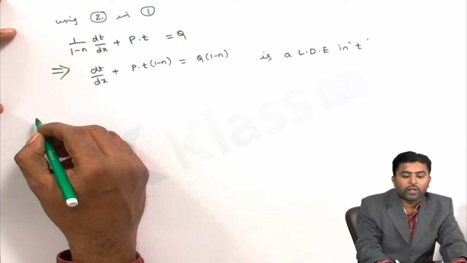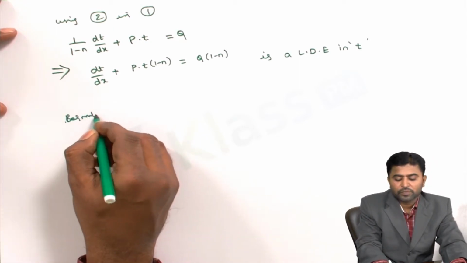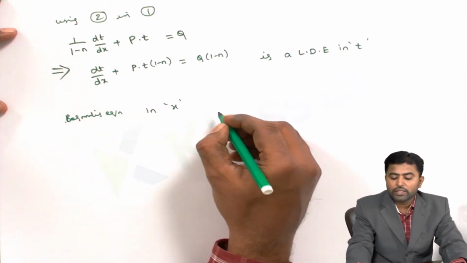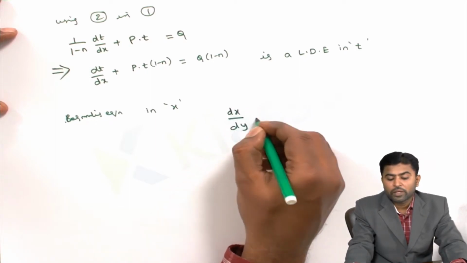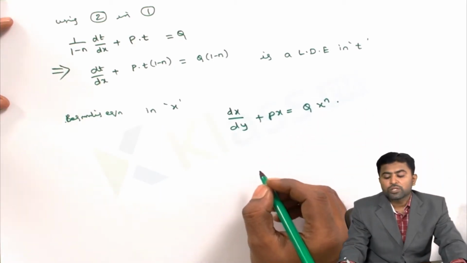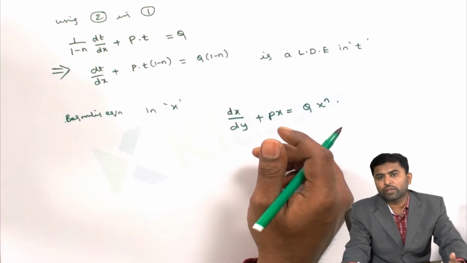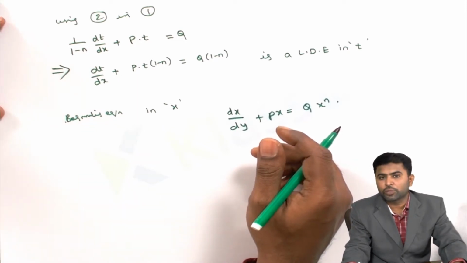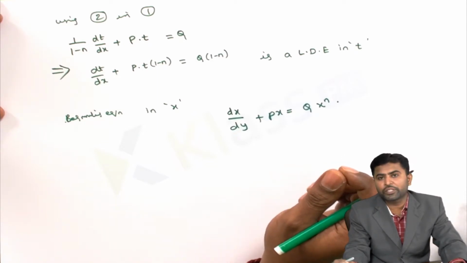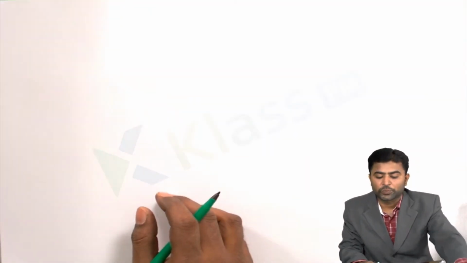Similarly, we can write Bernoulli's equation in x. Bernoulli's equation in x is dx by dy plus px is equal to q into x power n. So in the same way how we solved the previous one, here also we can solve in the same way and we can get the general solution in the case of Bernoulli's differential equation in x. Now we'll see few problems based on these two.